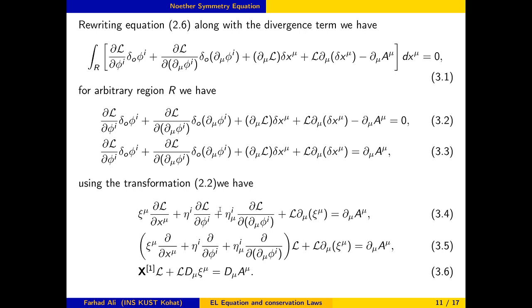Now we see that L is common in these three terms. So take out that common factor. What is inside? The inside is the first prolongation of the Noether symmetry generator. So I put the whole thing inside the bracket as X1.